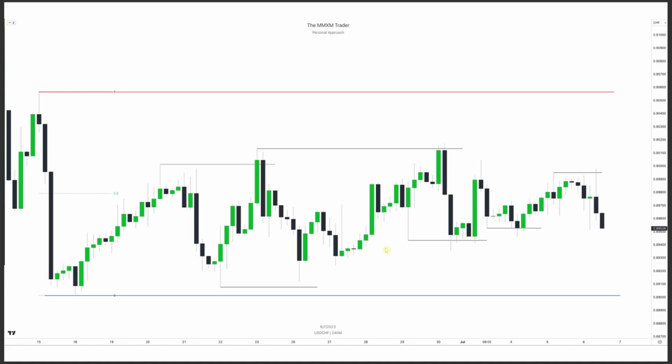Now a note, because consolidation is not a bad thing, because price goes through market cycles, right? We have expansion, we have consolidation and reversals. So when price has expanded a lot, you gotta give it some time to consolidate, right? There has to be some sort of liquidity build up, and that's why consolidation is not a bad thing.